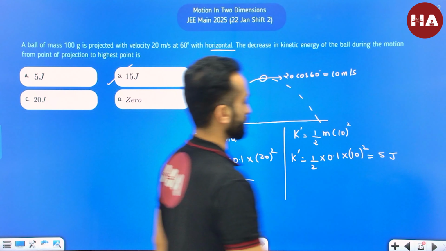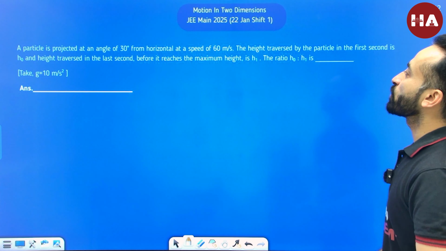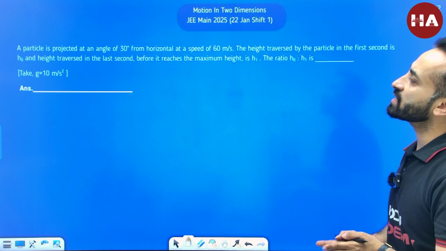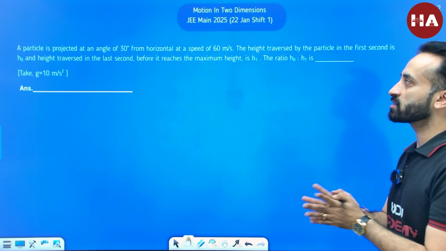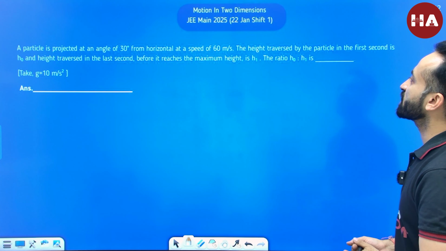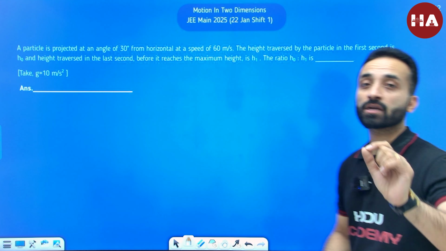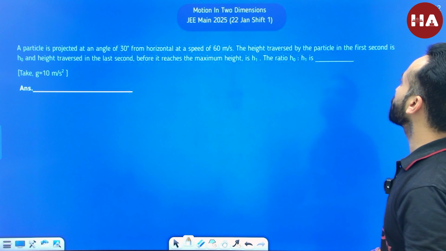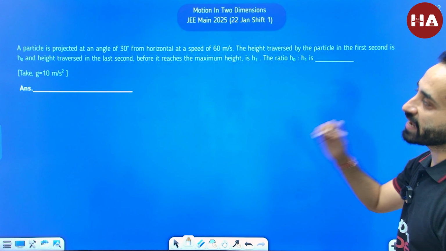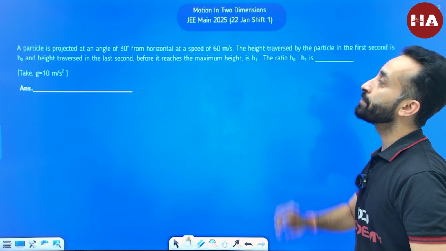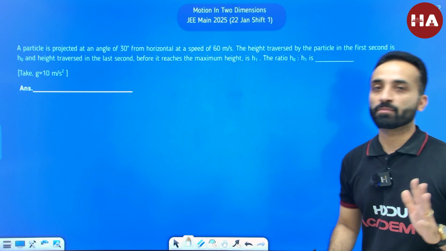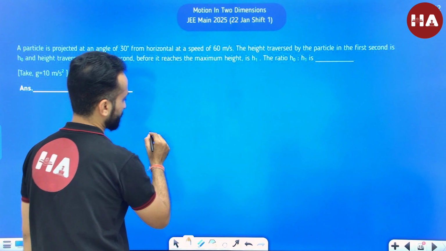Alright, so the next question is from 22nd January, shift 1. A particle is projected at an angle of 30 degree from the horizontal at a speed of 60 meter per second. The height, so they are talking about the height only, traversed by the particle in the first second is h naught, and in the last second before it reaches the maximum height is h1. Looks quite simple to me.